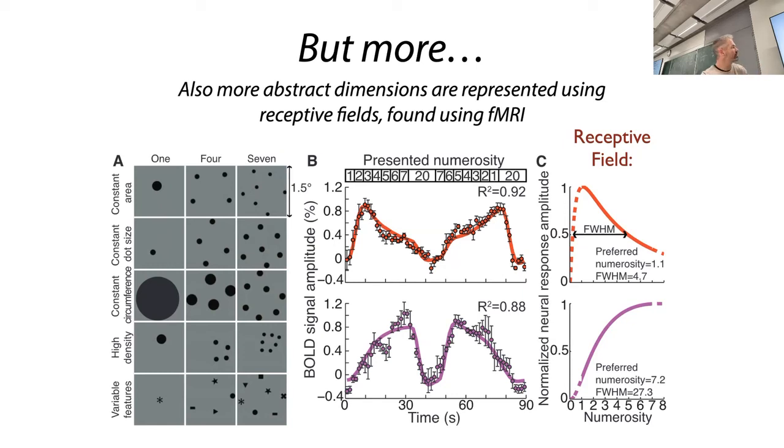And what you see here is that they did an experiment where they varied numerosity. From 1 to 4 to 7, they actually went 1, 2, 3, 4, 5, 7, and then 20, and then 7, 6, and so forth. They did that by keeping all sorts of things equal. So this is constant area, this is constant dot size, this is constant circumference, this is density changes, this is variable features. They just wanted to know that they were looking at numerosity and not something that correlates with it accidentally, not a confounding thing.